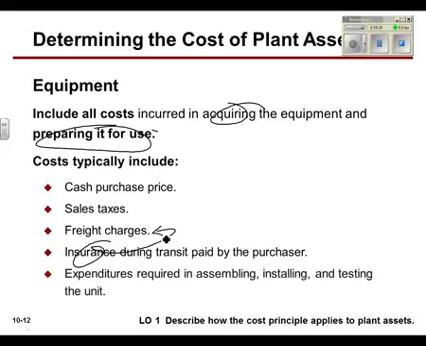If they bring you a tractor in pieces, which they don't do, but just using that as an analogy, if you have to pay someone to put it together or install it or test it, those set of fees get added to the acquisition of the equipment.